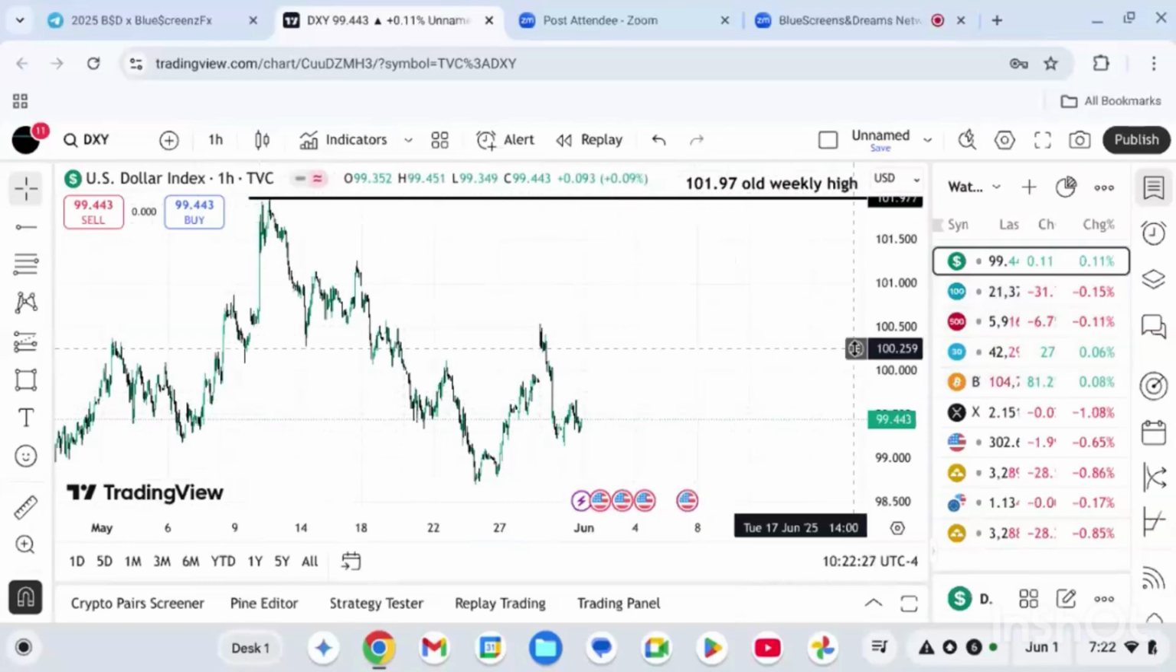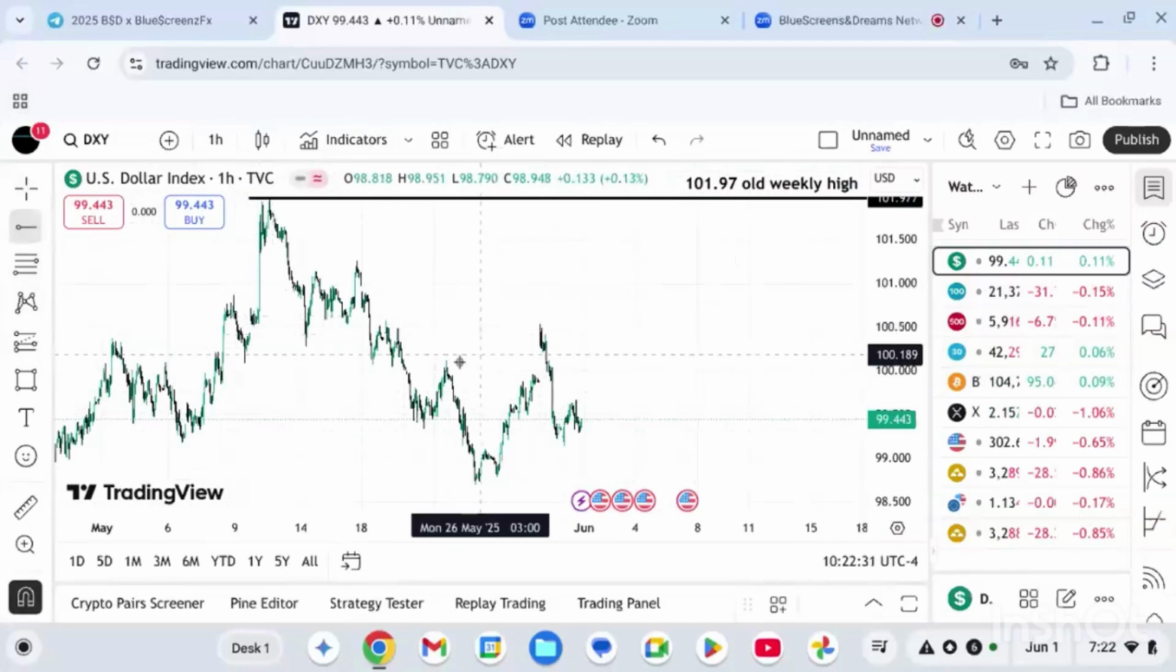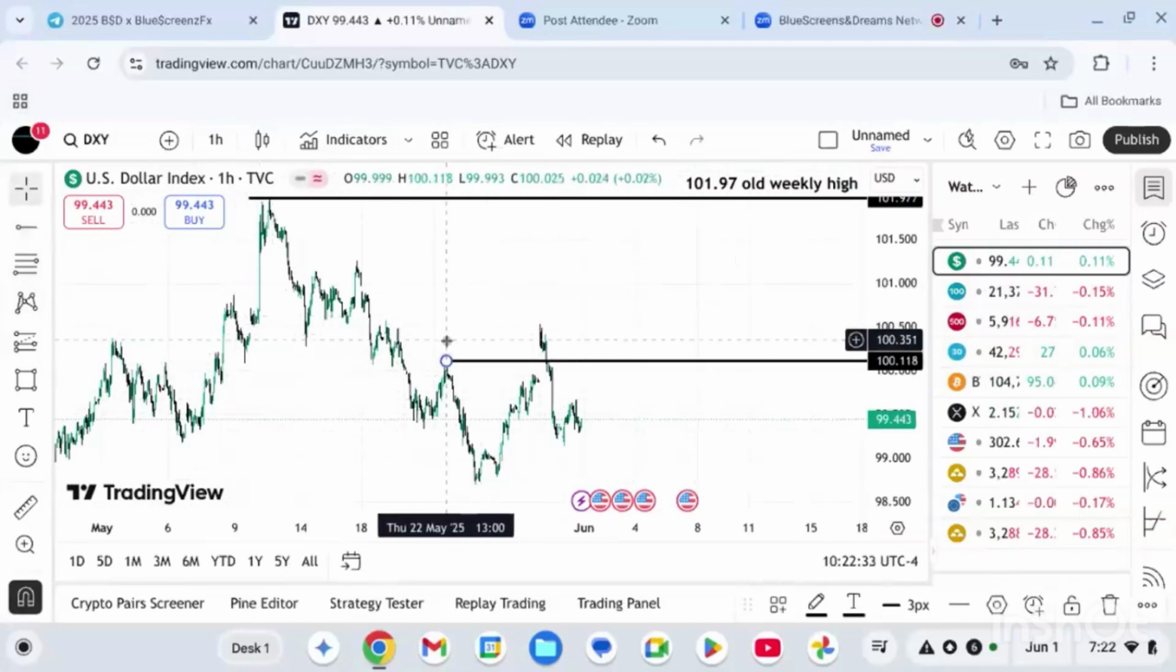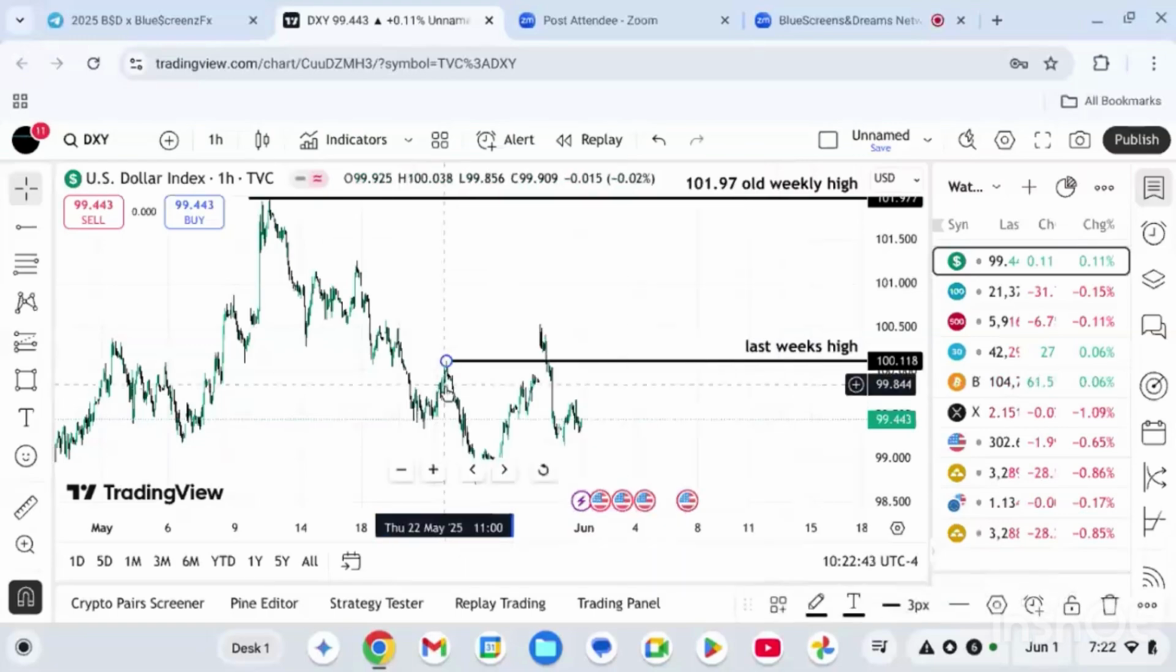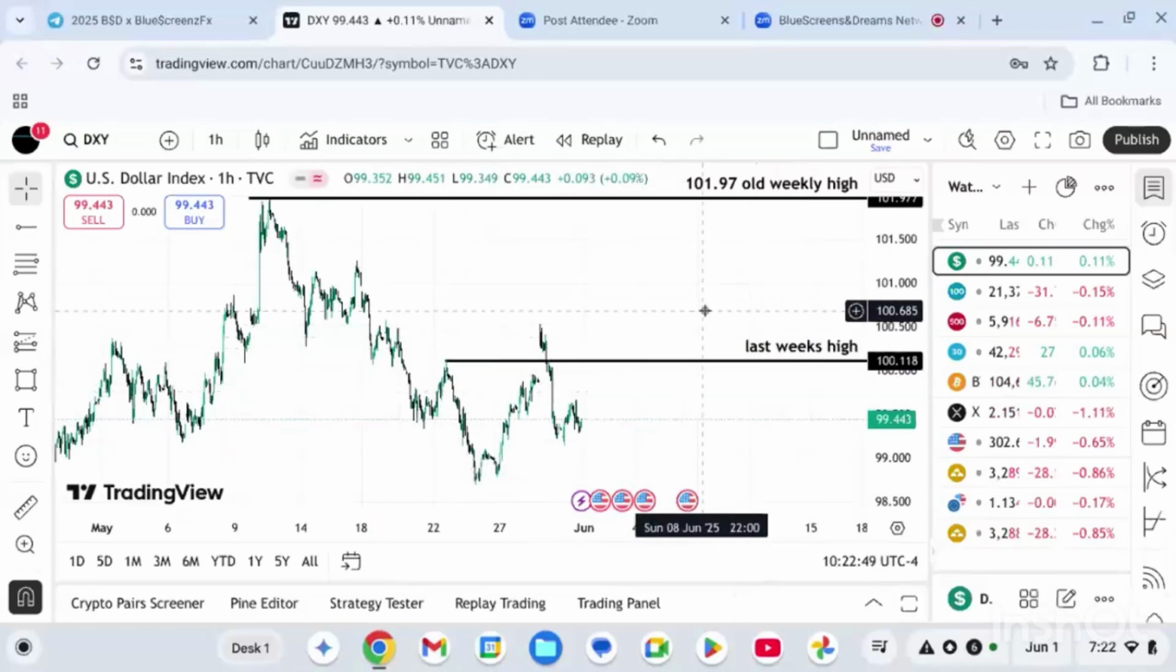If we do continue to sell off, which you can see here, we had ran out that high. So I'll put this as last week's high, or last few weeks' high. Let's see. Okay, that was last Thursday. So that's last Thursday's high. That's the one we talked about.